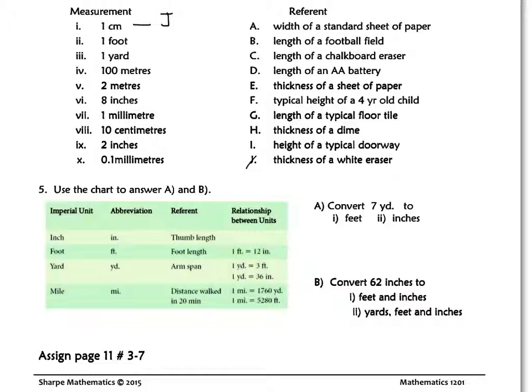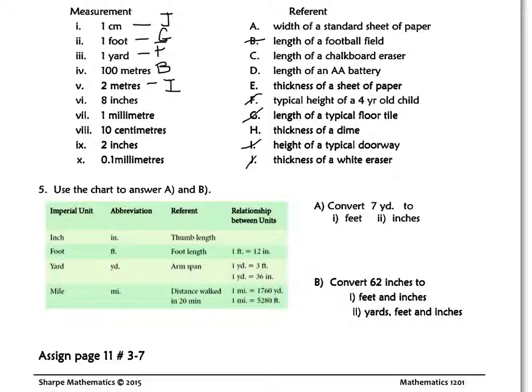A foot would be the length of a typical floor tile, so G. A yard would probably be the typical height of a 4-year-old child, so F. 100 meters, I would guess would be the length of a football field. And 2 meters, if a meter is up to the door knob, probably 2 meters would be close to the height of a typical doorway. So that would be I.